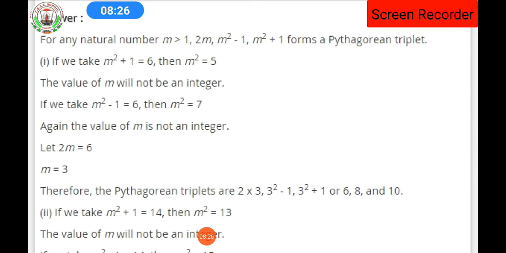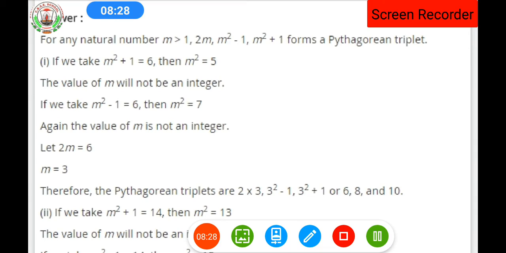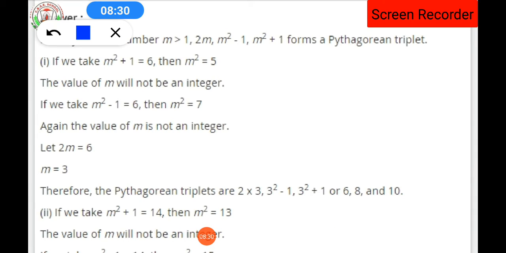In this we are again having 2 methods. One method, the first method, I told you just now. The second method is on the screen, that is m square plus 1 is equal to 6. Then m square is equal to, obviously, 5, which is not an integer. That means m square plus 1.